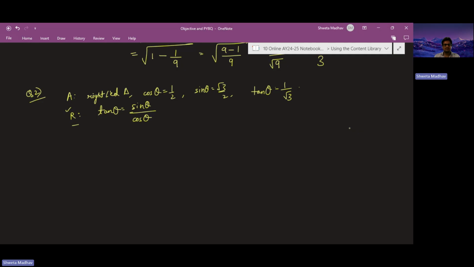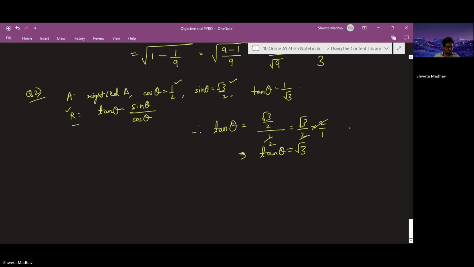Sine theta has been given as root 3 by 2 and cos theta as 1 by 2. Therefore, tan theta will be equal to sine theta, which is root 3 by 2, divided by cos theta, which is 1 by 2. Then we get root 3 by 2 into 2 by 1, which is equal to root 3. So tan theta will be equal to root 3 if sine theta is root 3 by 2 and cos theta is 1 by 2. So the assertion is false and the reason is true. It means option D is the correct answer.